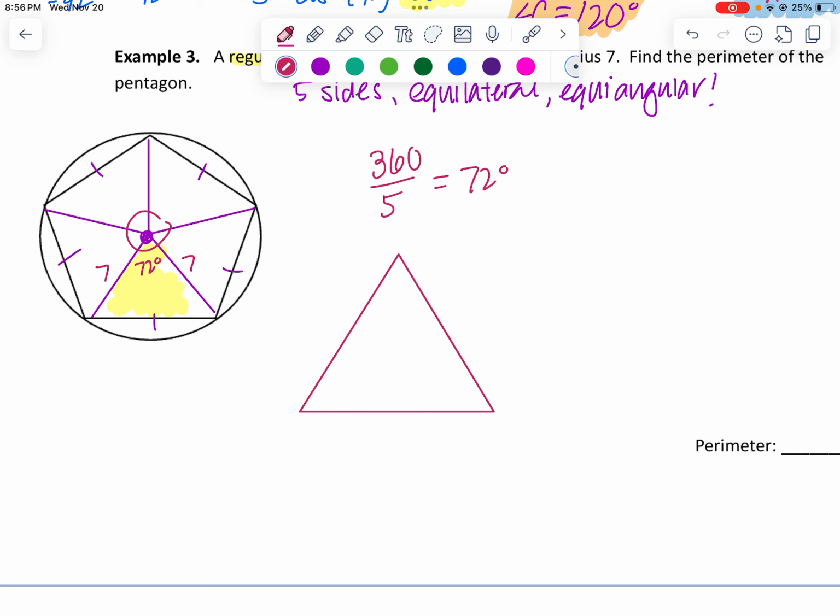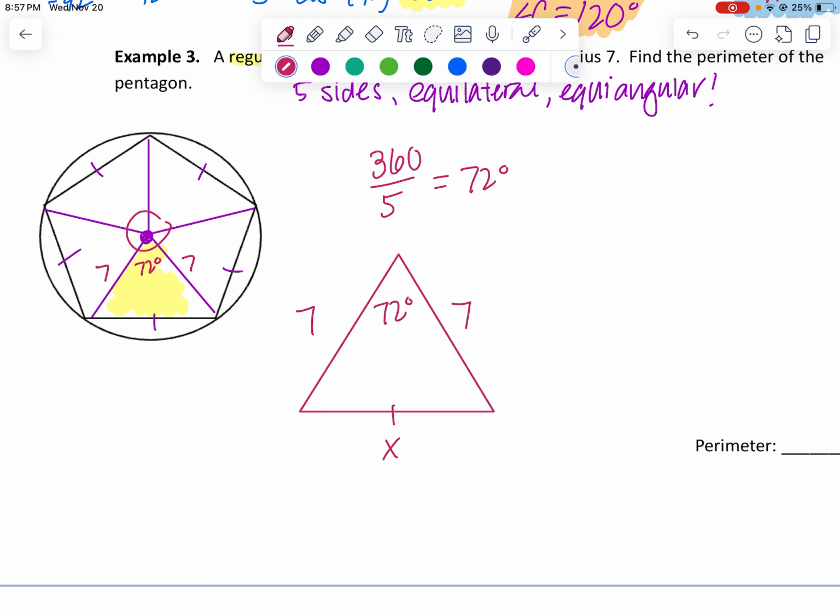So again, here are my radii of 7. Here's my angle measurement of 72 degrees. And then we know that we have an unknown value. Let's call it x. So it's asking us to find the perimeter. My first job is to find x, and then I would multiply it by 5 to get all those 5 sides included to find that total perimeter.